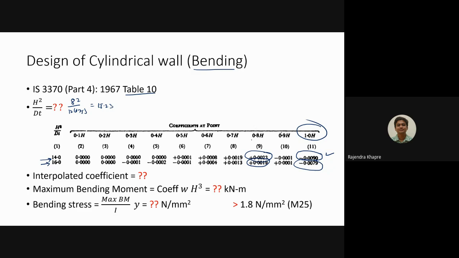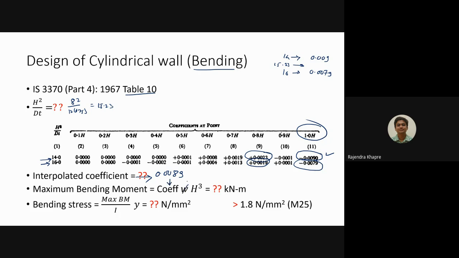Okay, so all you have to do is just interpolate the value, that is say for 14 we have 0.009, and for 16 we have 0.0079, and in between we have 15.23. Okay, so can somebody do the interpolation and give me the value of coefficient? 0.0083. 0.0083. Okay.